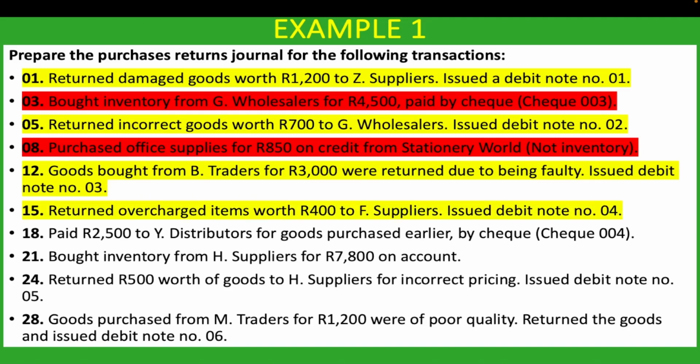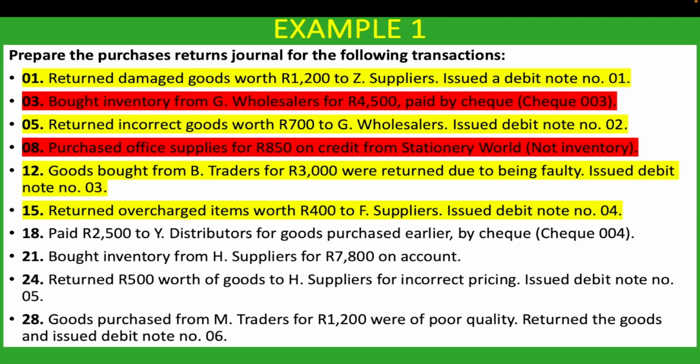What about the 18th? Paid 2,500 rand to Y distributors for goods purchased earlier by check 004. Now, does this one go into the purchases returns journal? I hope it's a clear no, because we're not told we're returning anything to a supplier. What is happening, in fact, is that we're paying a supplier from whom we bought on credit. We bought goods from them on credit earlier, which was the purchases journal. But now that we are paying them, there is the cash payments journal. Whenever we pay money out, cash payments journal.